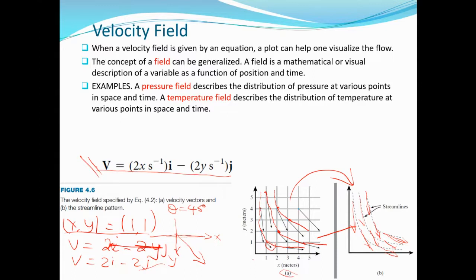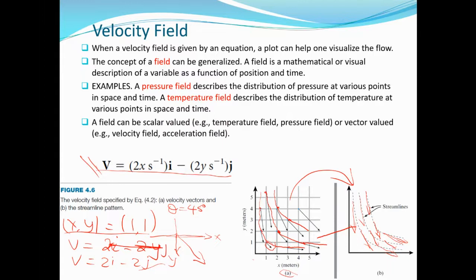But you have other fields. We can have a pressure field, a temperature field. Here we are looking at the most important one, examining the velocity field, and later we'll look at the acceleration field as well. A field can be scalar valued, e.g. temperature field, pressure field, or vector valued, e.g. velocity field or acceleration field.